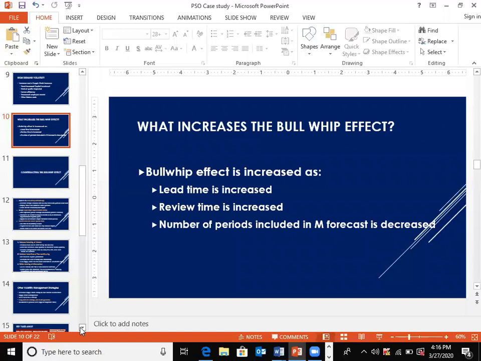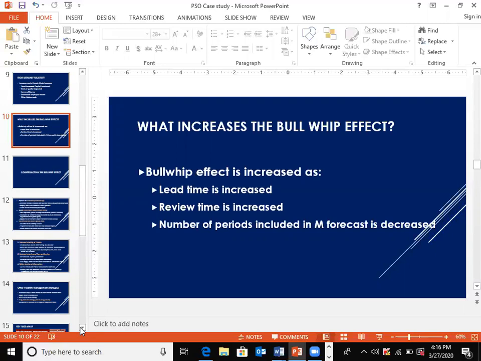The more times you review the inventory situation versus what's happening in the market, the more you can regulate the bullwhip effect. Also, when the lead time is increased, the bullwhip effect also increases. And what this means is lead time is basically the time from when the order is actually placed for a good till the time it reaches the customer.